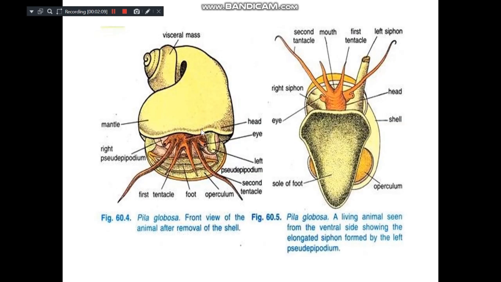See, this is the animal inside. This is the mantle. This is the visceral mass. Actually, here you can see the foot which is extending. These are the eyes which are placed on the ommatophores. This is what you call the operculum, and the first pair of tentacles. This is the second pair of tentacles. This is the sole or foot which is seen.